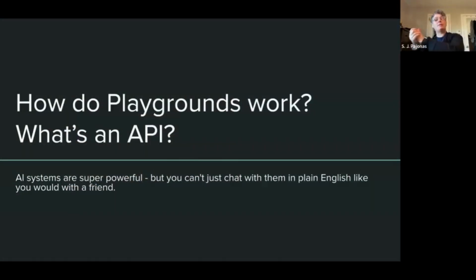Okay, how do playgrounds work and what's an API? AI systems are super powerful, but you can't just chat with them in plain English like you would a friend. You have to use an interface, right? So a lot of people are using ChatGPT or chat models in order to interface, but you can also use playgrounds and an API. A playground is a little bit more advanced, as is the API, and Rexy works with an API access into these models from the back end, which is great. So Rexy becomes sort of an interface between you and the LLMs.